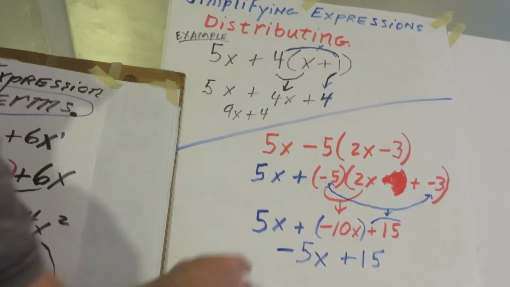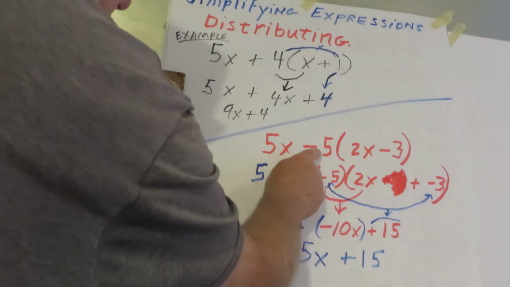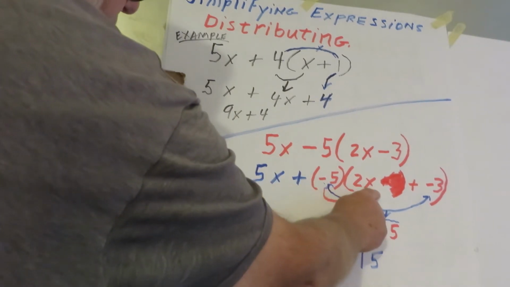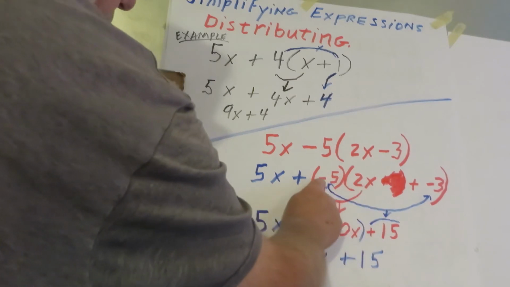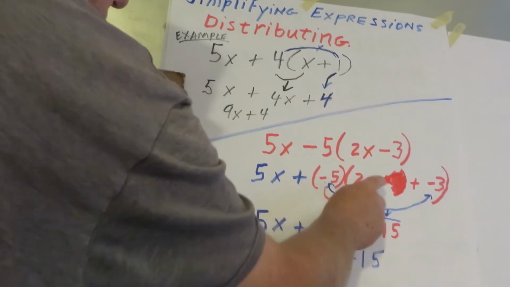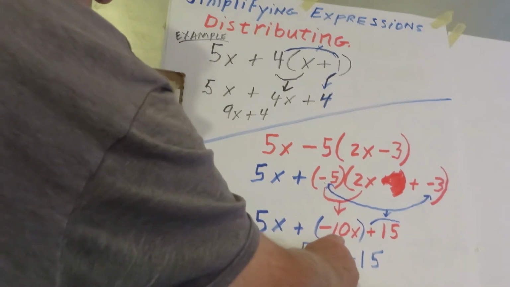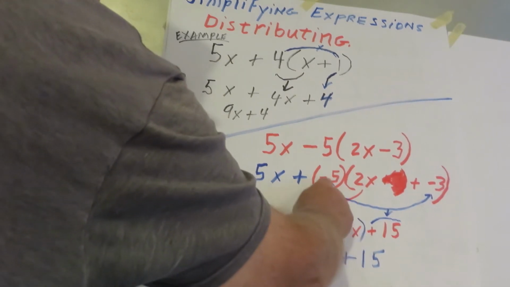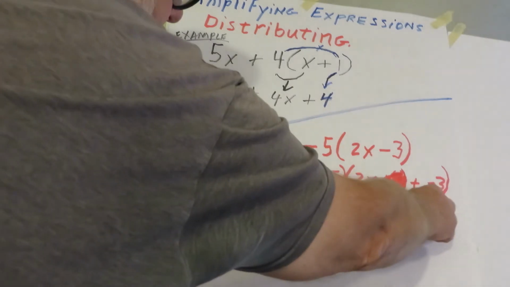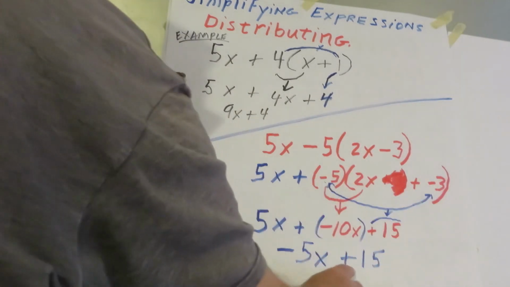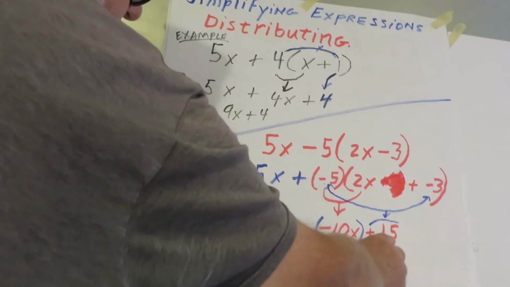So again, here I changed the minus 3 to plus a negative 3. This helps me. So then I distribute negative 5 times 2x. A negative times a positive gives us a negative 10x. Okay. Then negative 5 times a negative 3. A negative times a negative is a positive, so then I have plus 15.